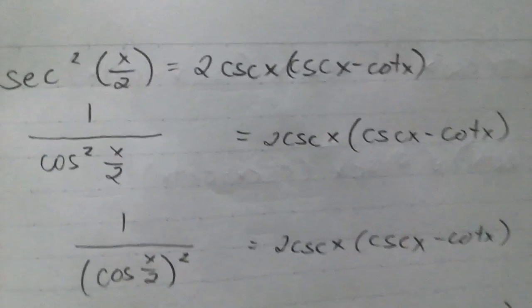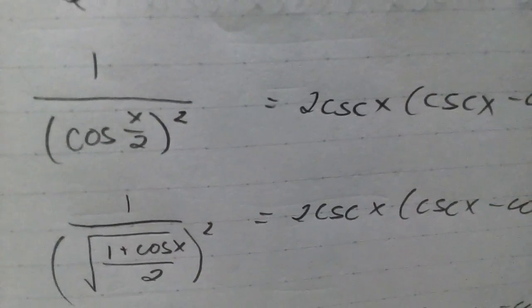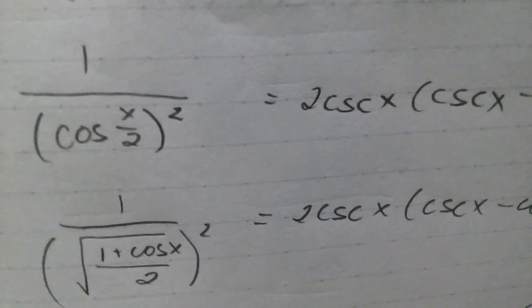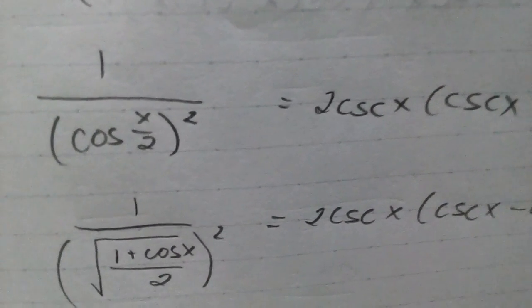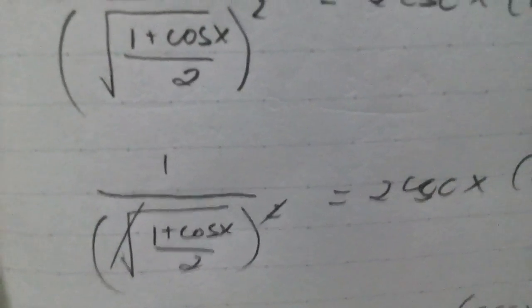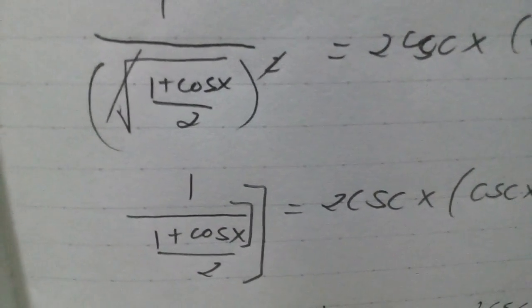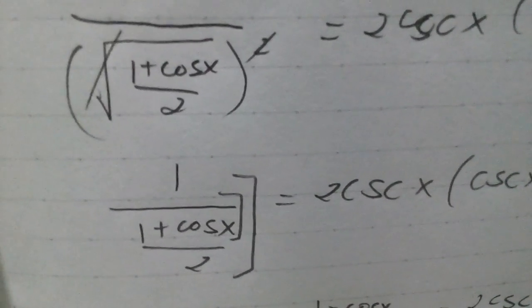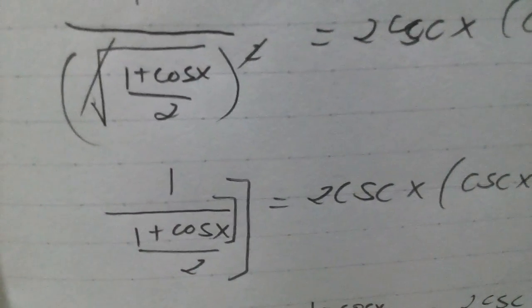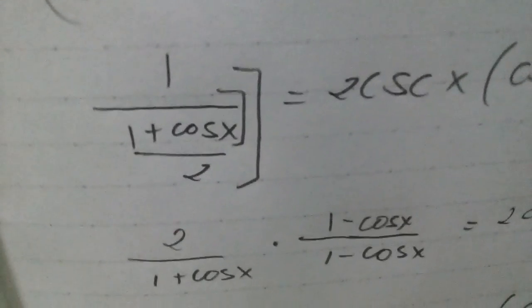The next is to use the half angle identity, which is 1 over square root of 1 plus cosine x over 2 quantity squared. Because we have the squared and the square root in our equation, we can cancel both the squared or the power and the square root. So we'll have 1 over 1 plus cosine x over 2. So we can multiply the numerator by the denominator and the denominator by the numerator. So we'll use that one. So we'll have 2 over 1 plus cosine x.